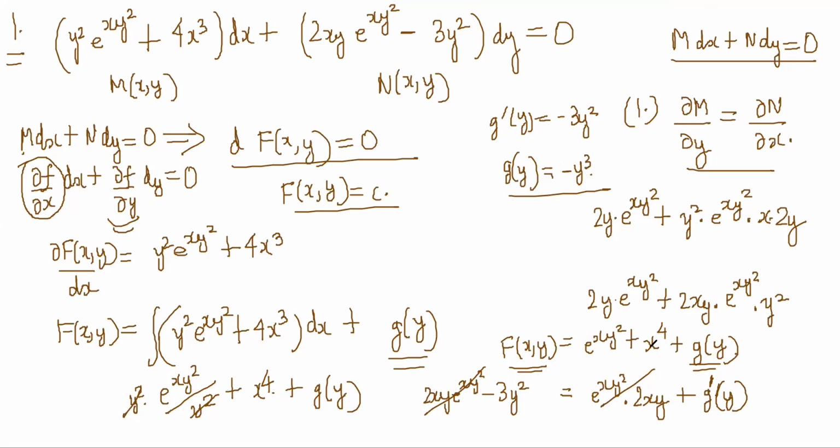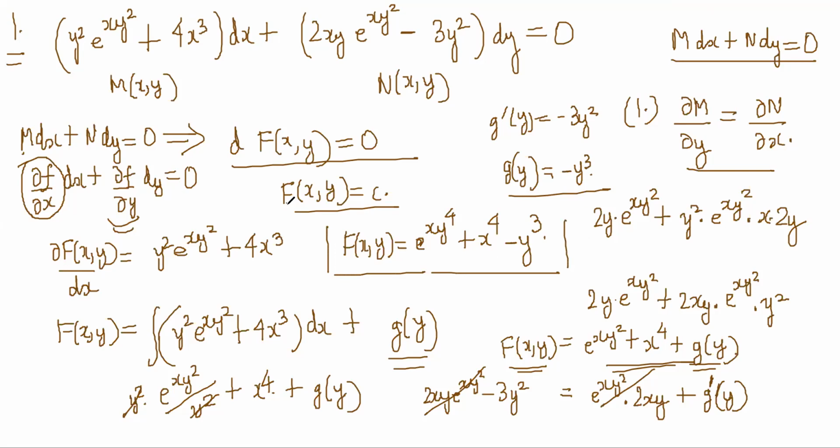Now my function f of x, y has come out to be x e power x y power 4 plus x power 4 minus y cube, right? So f of x, y is equal to c should be the solution. So this is equal to c is the solution.